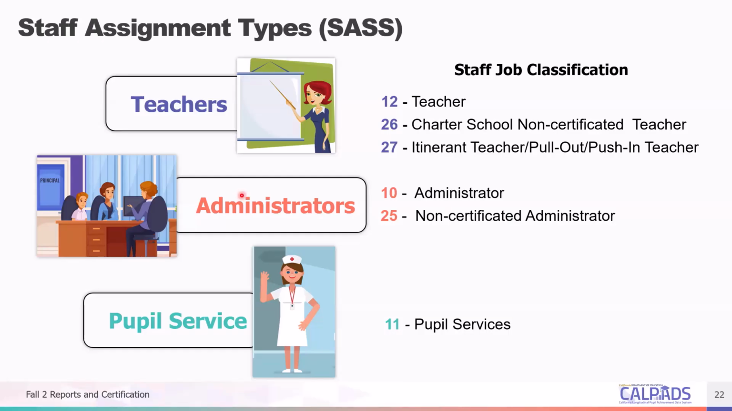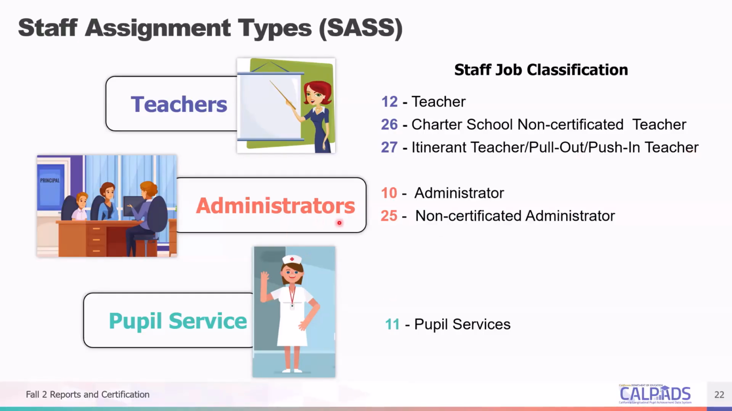Now in CalPADS, these are further broken down into staff job classifications. So you have 12 for regular teacher, 26 for your charter school non-certificated teacher. These are your teachers who were issued SEIDs based on the certificate of clearance. And then you have your itinerant teacher, pull-out, push-in teacher. These are your teachers who are assigned in multiple sites and also multiple classes with no permanent set of students.